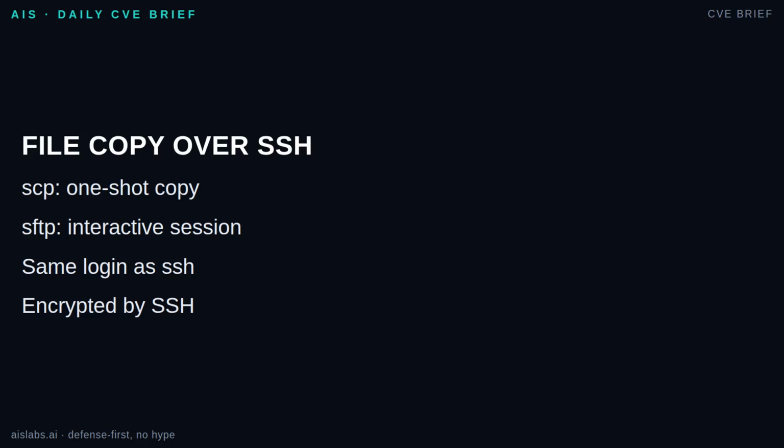SFTP is the interactive file transfer client that feels like old FTP. You connect, run commands like ls, put, get, cd, and quit, but the transport is SSH, not plain FTP. Both use the same server, same users, same key-based authentication, same host key checks, and the same encryption as SSH. The difference is workflow. SCP is best when you already know exactly what file goes where. SFTP fits when you want to browse, upload, download, and inspect files during one session.